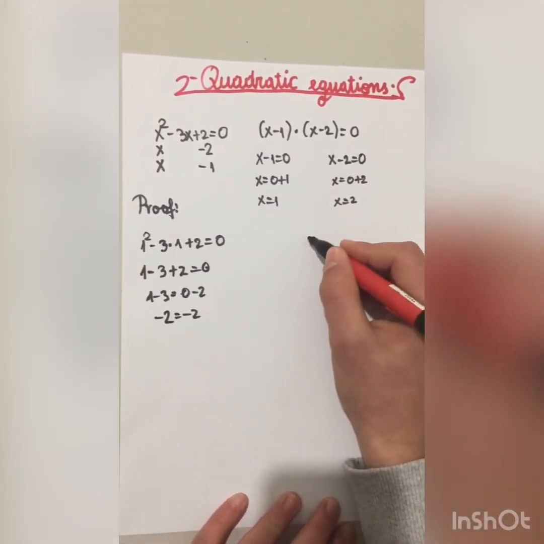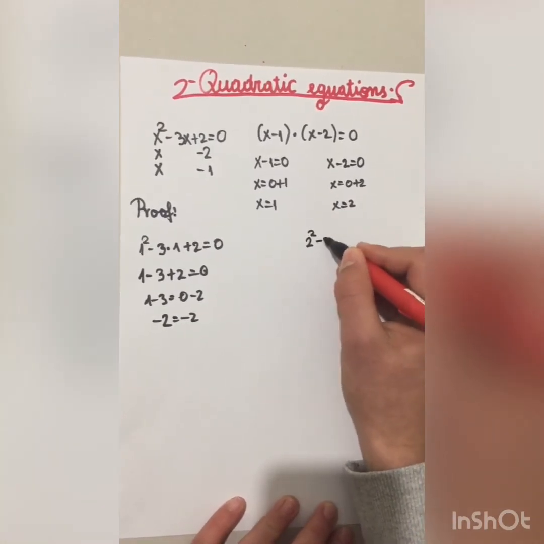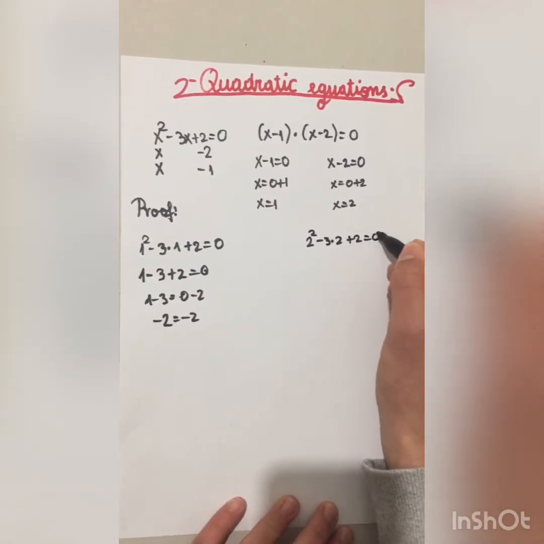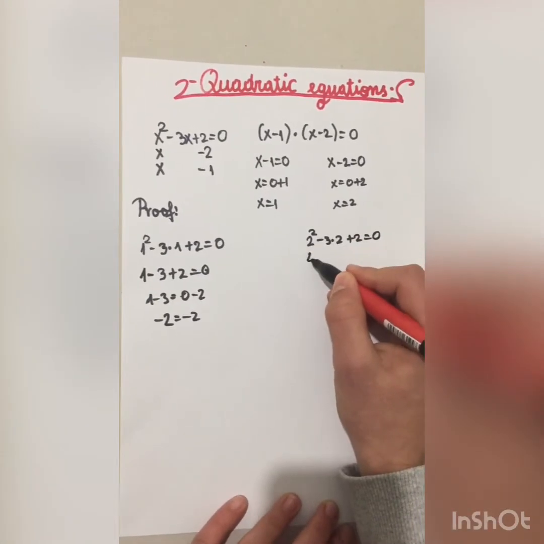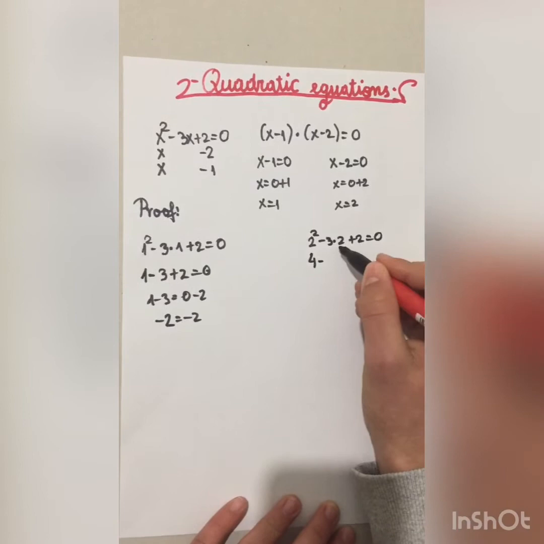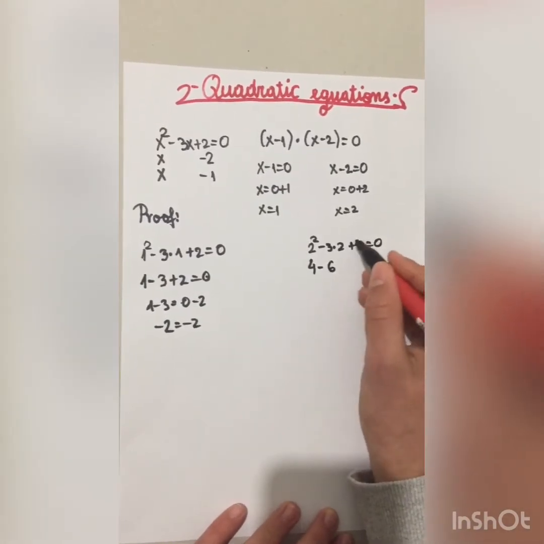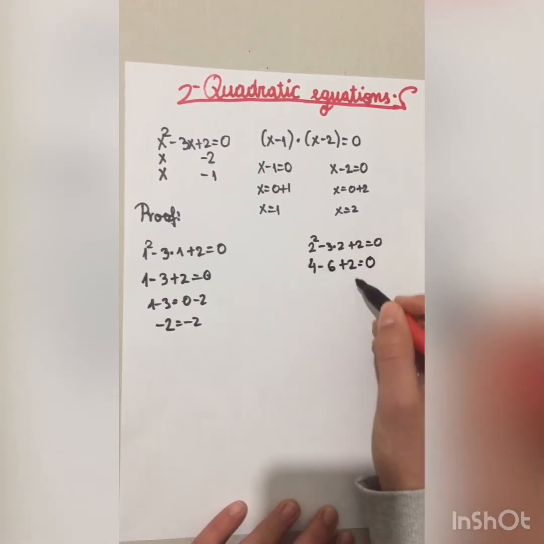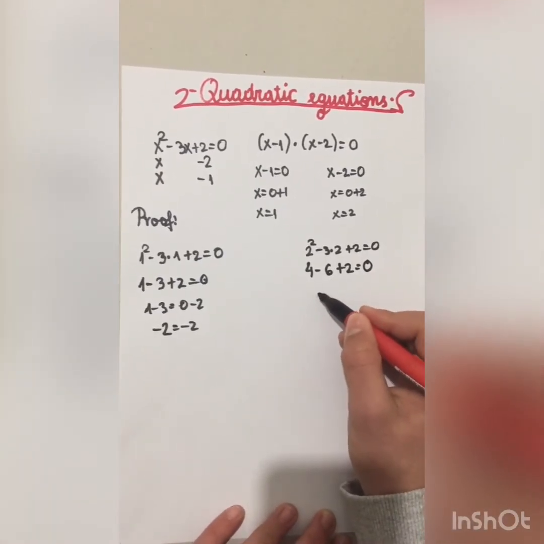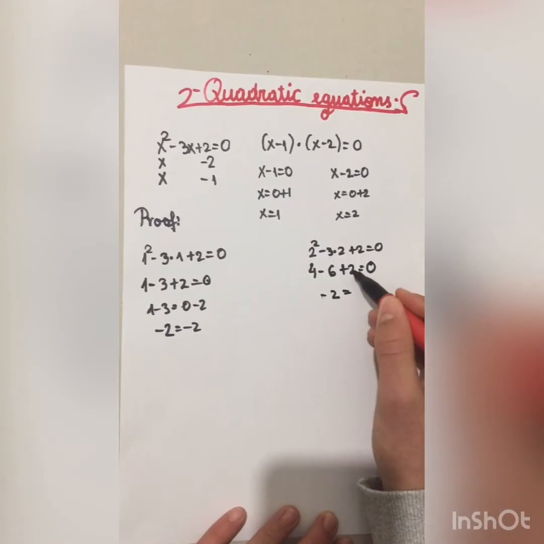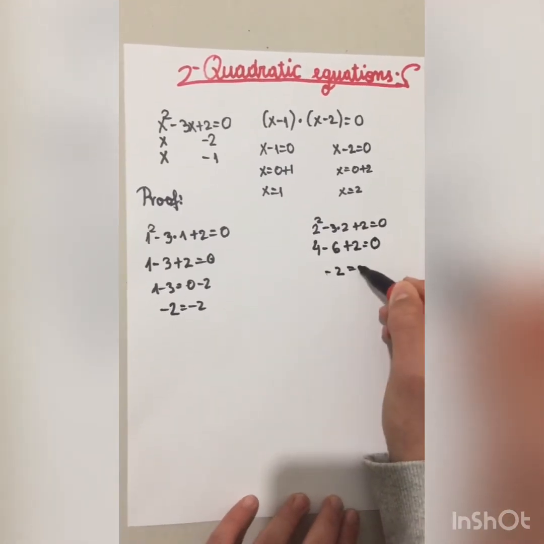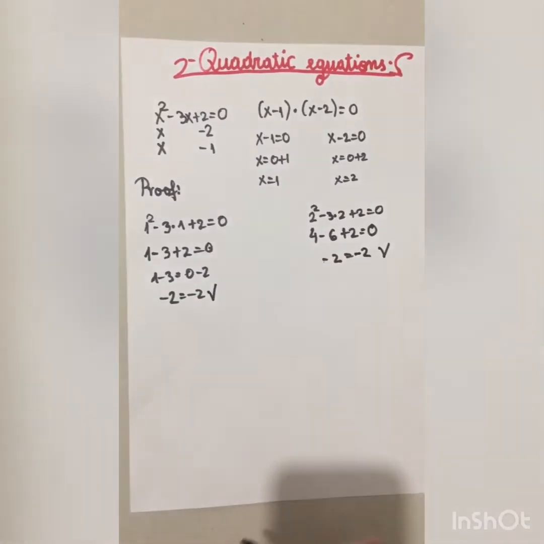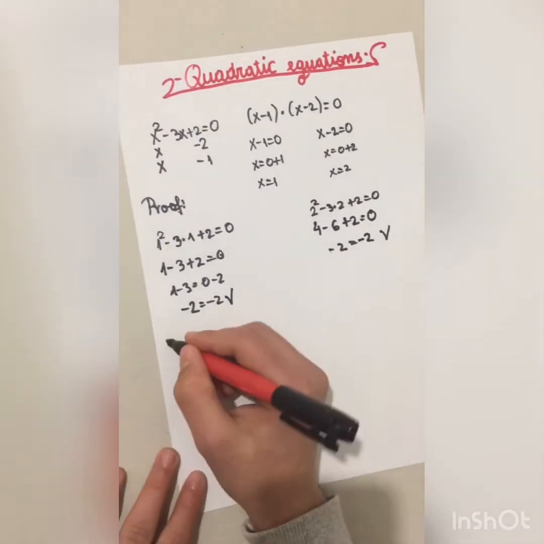We can find the proof of the other x here too. Instead of x, we can write 2 squared minus 3 times 2 plus 2 that equals 0. 2 squared is 4, minus 3 times 2 is 6, plus 2 equals 0. 4 minus 6 is equal to minus 2, and the 2 becomes negative here, and the x is correct. Now we can have another example.